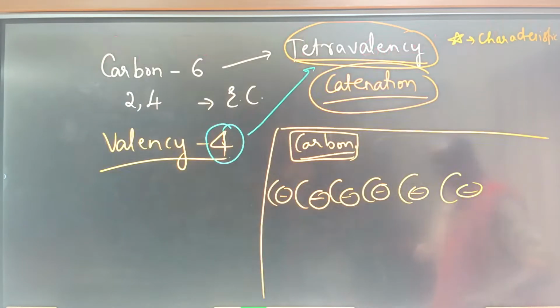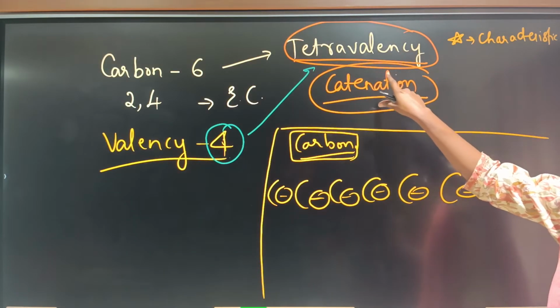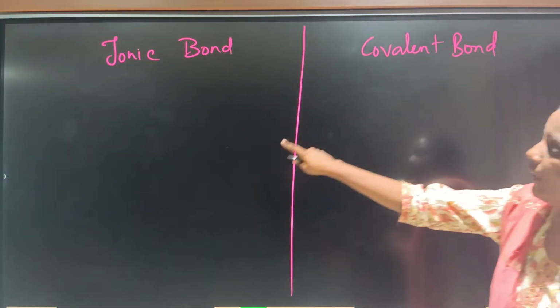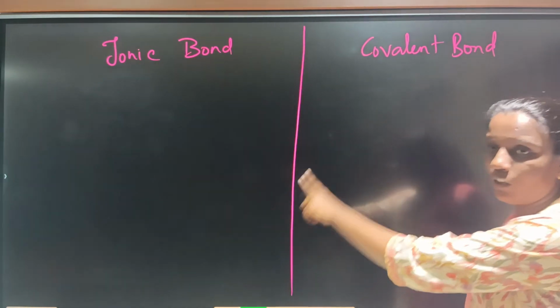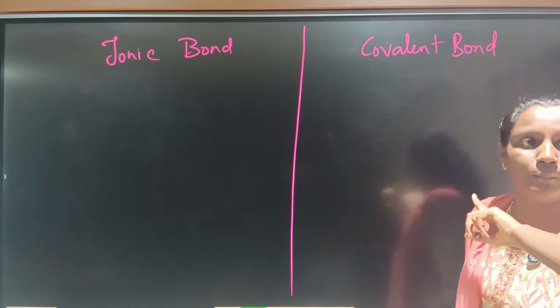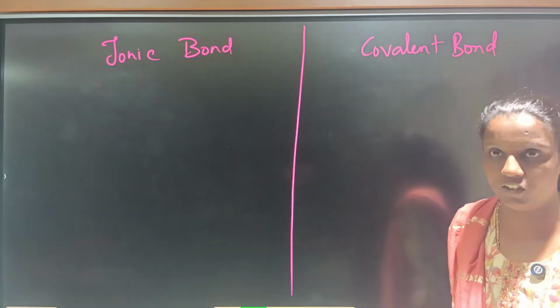So if you keep catenation like that itself, you are moving into the ionic bond and covalent bond. Remember, once you understand what is ionic bond and what is covalent bond, then only you will understand the meaning of catenation.